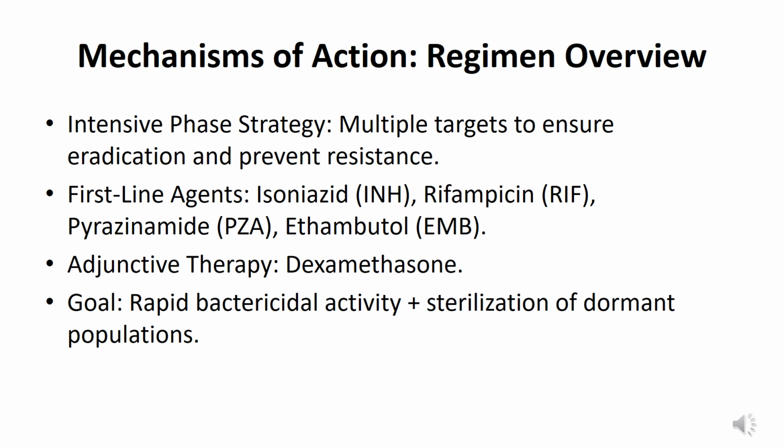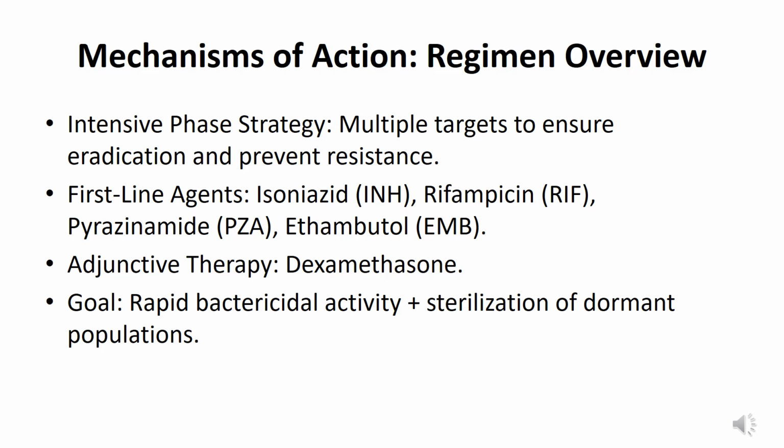Isoniazid is highly effective against rapidly dividing organisms. Rifampicin targets bacterial RNA synthesis and has potent bactericidal activity. Pyrazinamide is particularly useful against bacteria residing in acidic environments, including those hidden within inflammatory lesions. Ethambutol serves as an important companion drug that helps prevent the emergence of resistance while contributing additional antimicrobial activity. Because each medication acts on a different target, the overall regimen becomes much more effective than any individual drug alone.